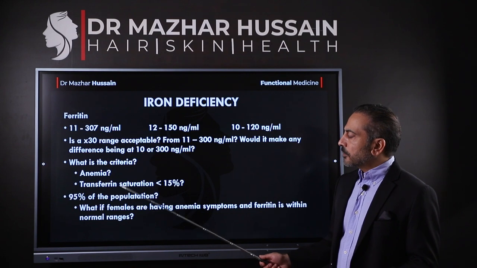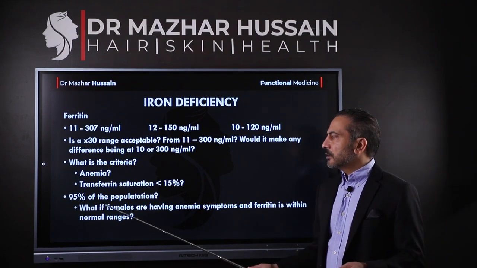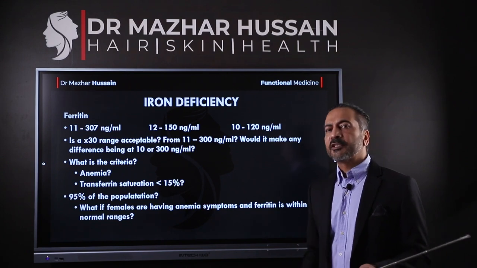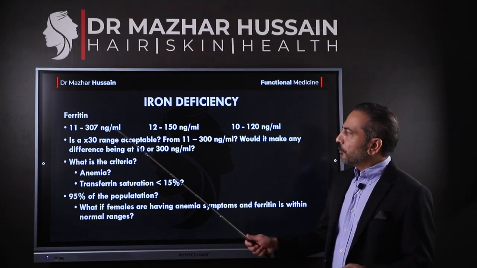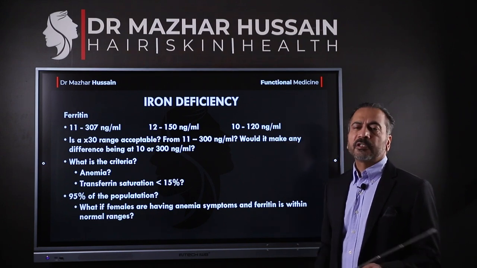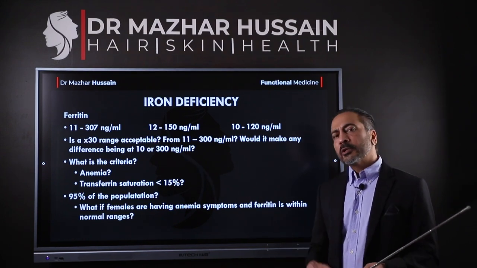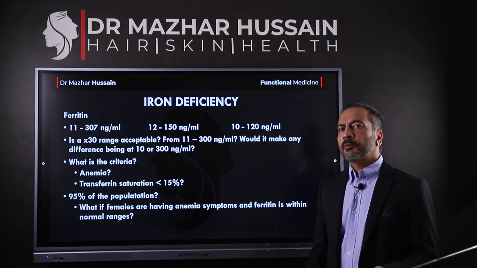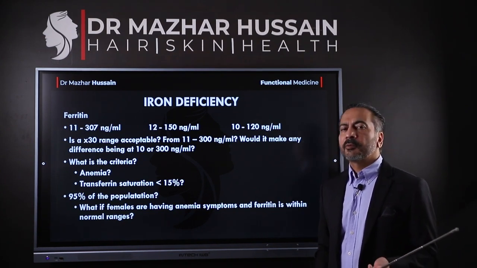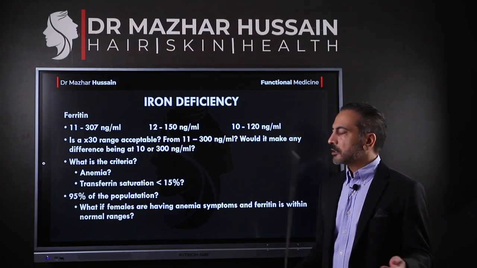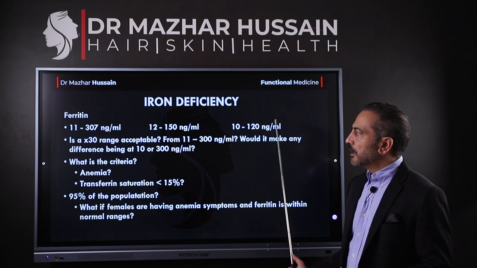But we do know that despite that, we have women with symptoms of iron deficiency lying within that range, having symptoms of iron deficiency within the normal range. What do we do with those patients? How should we deal with that? Should we just say, well, you're within normal ranges and we don't really care to do something about it, simply because you are in the normal ranges?